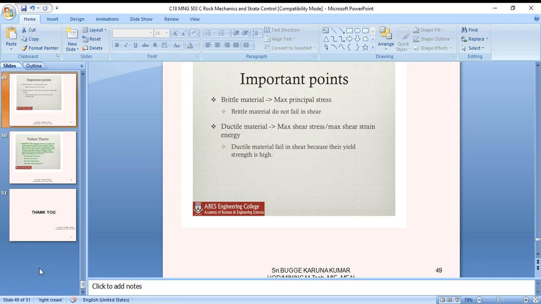So then, the important points are already given above. For a brittle material, the maximum principal stress applies. Brittle materials do not fail in shear. That is a very important fact, and it can be noted down. For a ductile material, the maximum shear stress or maximum shear strain energy applies. Ductile materials fail in shear because their yield strength is high. So these two are the important factors for the failure criteria for brittle and ductile materials.